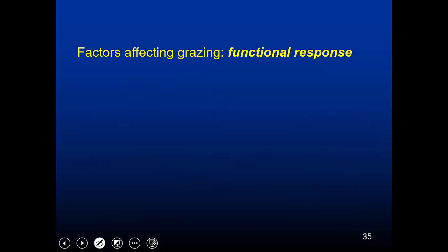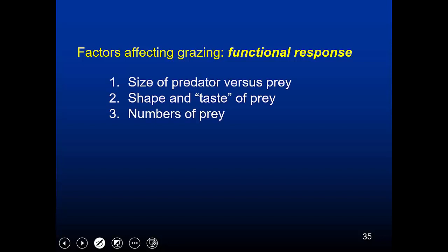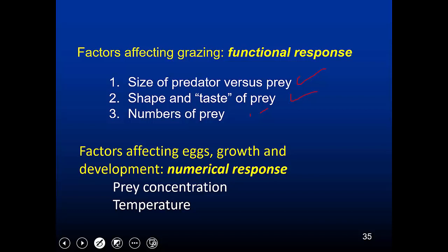So just to review, the factors controlling the functional response of grazing: size is really crucial, the taste of the prey, that is the chemical composition of the prey, certainly the outside composition, and the numbers of prey. In terms of the numerical response, that's the response of the organism in terms of egg production, the growth of the individual animal, and development, moving from the nauplii stage to the copepodite to the adult stage. That's all numerical responses. It happens over a much longer time period.